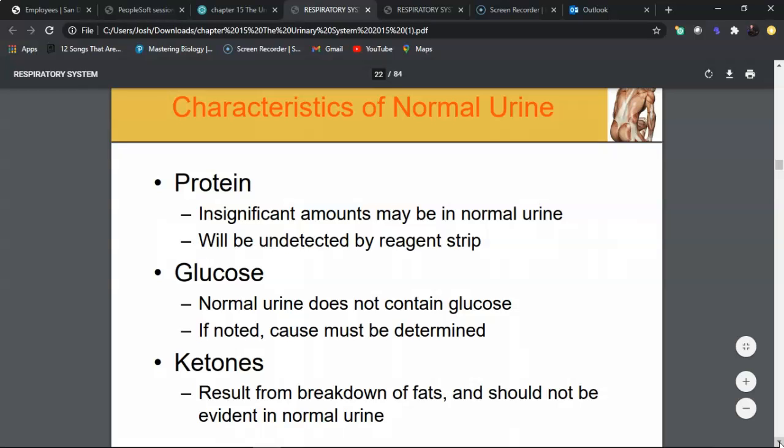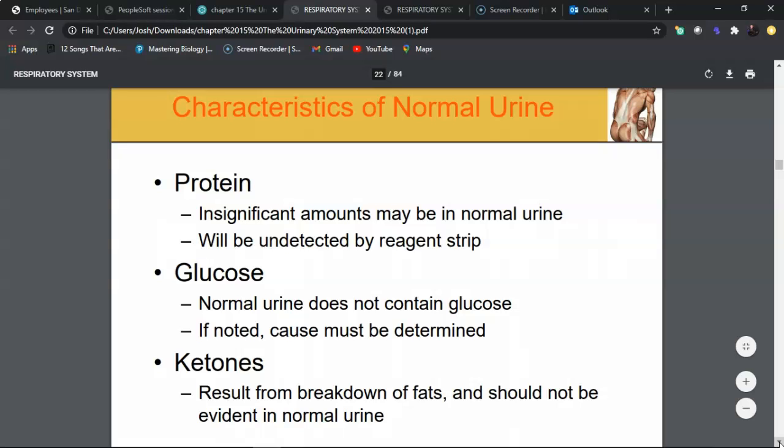Then we have another component called ketones, and normally there are no ketones within the urine. However, if we have a process in our system going on where we actually start metabolizing fat instead of glucose, then that will cause ketones to show in the urine. And so conditions where this will happen are an individual that's running a high fever, an individual that's having vomiting or diarrhea, or having some state of dehydration.